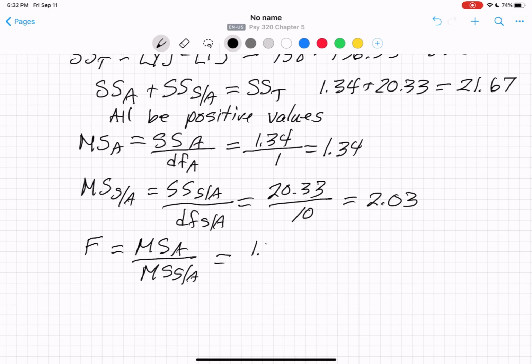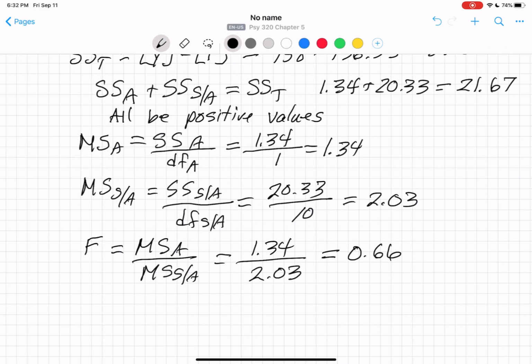Now, to get our F, it's mean square A over mean square S over A. So 1.34 divided by 2.03. That comes out to be 0.66. Okay, that is not good. Anytime you get an F value that is less than 1, you definitely know there's no treatment effect.